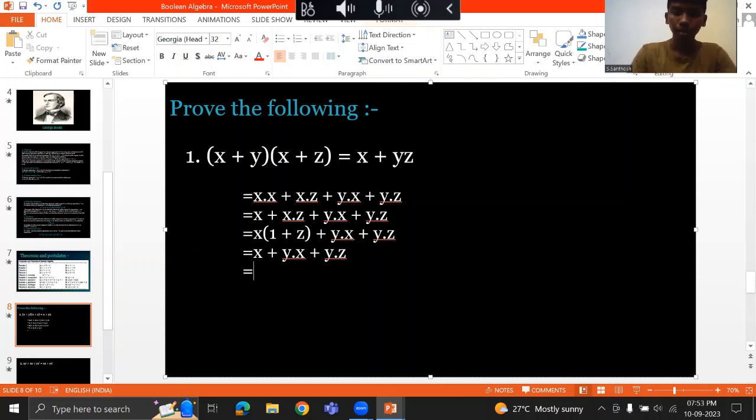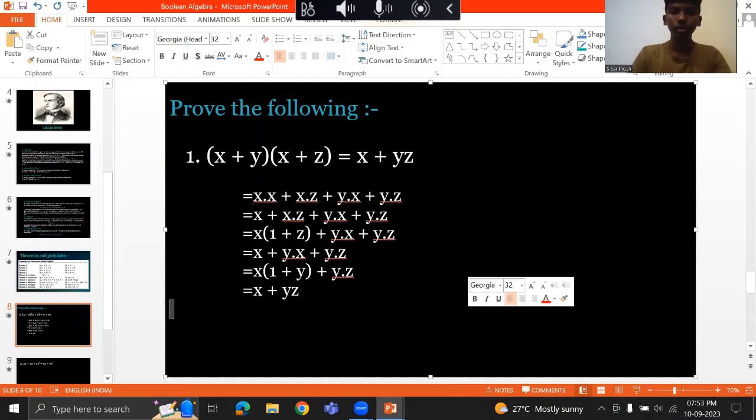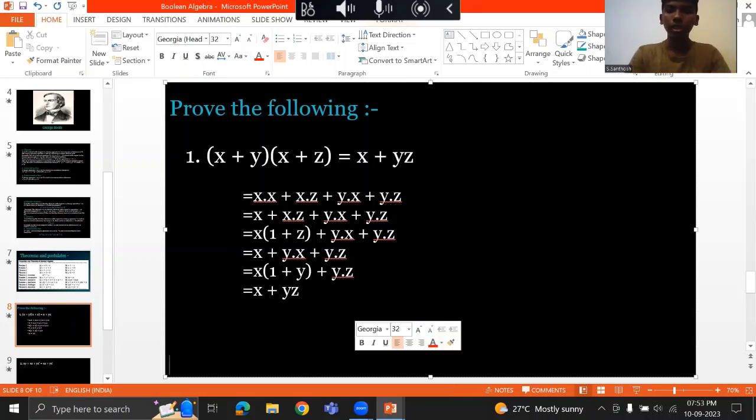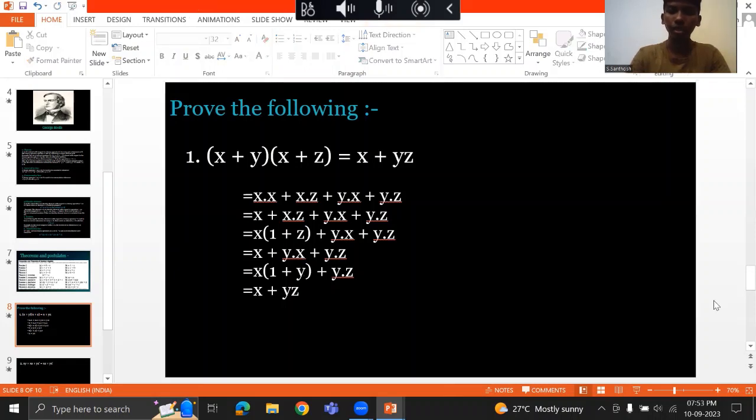Take x common. It will be 1 plus y, on this side. Then again it will be x plus yz. And this is the required answer. So we proved that (x plus y) into (x plus z) equals x plus yz. So now let's go for the next problem.